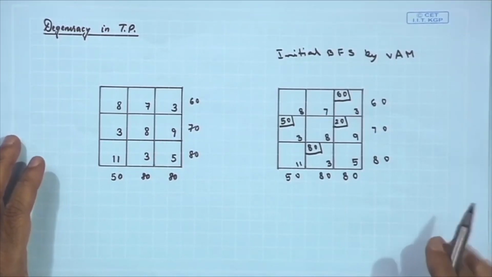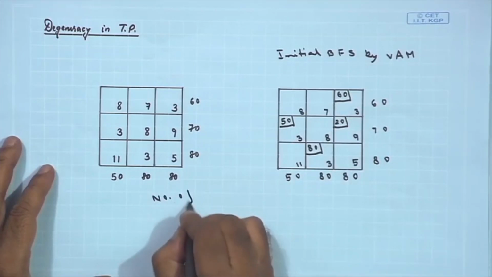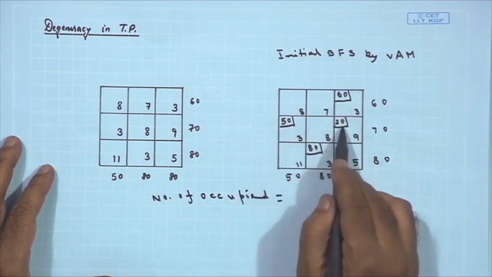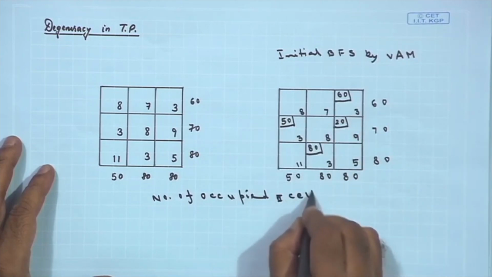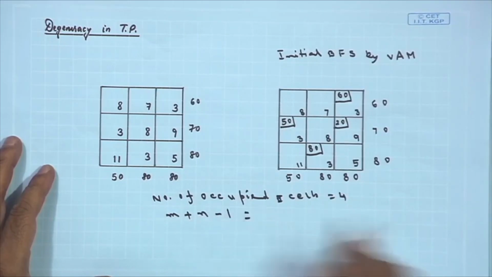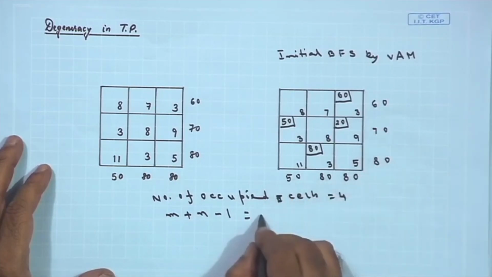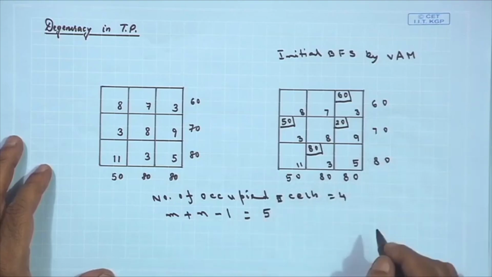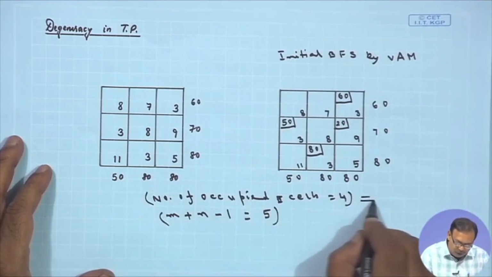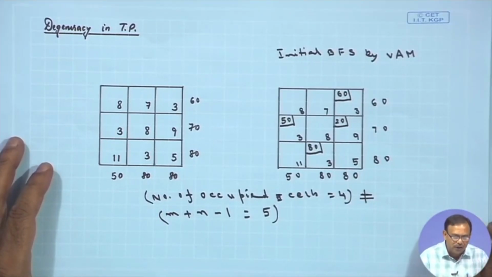So, in this case what is happening, your number of occupied cells is equal to 4, 1, 2, 3 and 4. Number of occupied cells equals 4, and m plus n minus 1 is equal to 3 plus 3 plus 6, minus 1, that is 5. So, what we are finding, this is not equal to the number of occupied cells, and whenever this happens, we say that the degeneracy occurs.